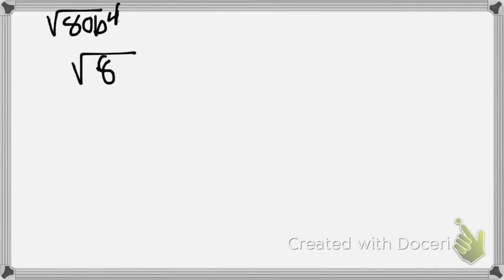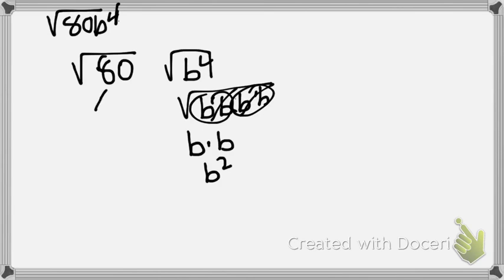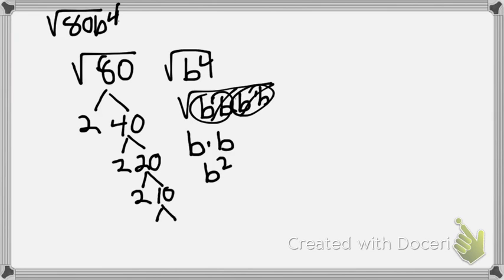So 80 b to the 4th, we have 80 times b to the 4th. Here, just like with those 2's, when we look here, we have 2 sets of b's. So we can pull out each one of those b's, and we get b squared. 80, factor it out.